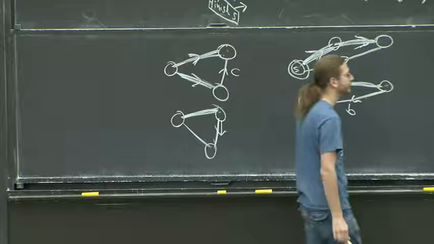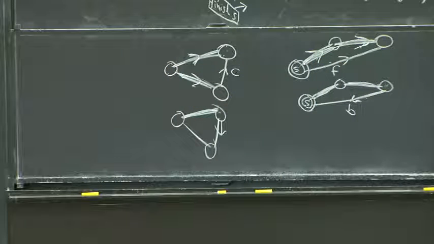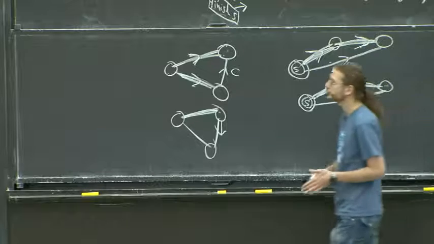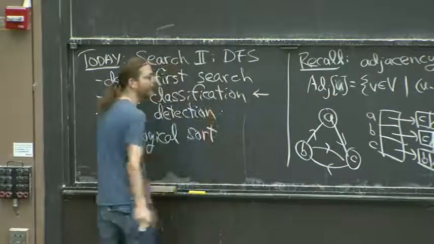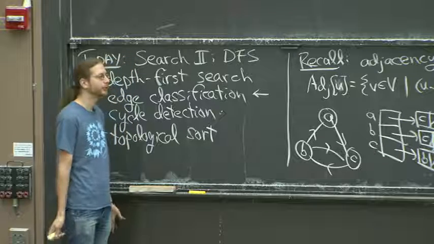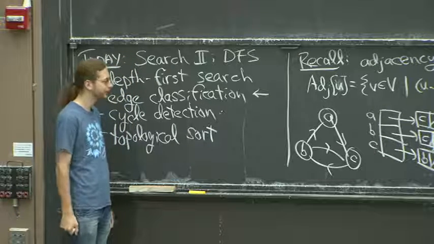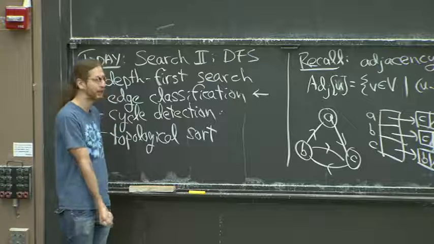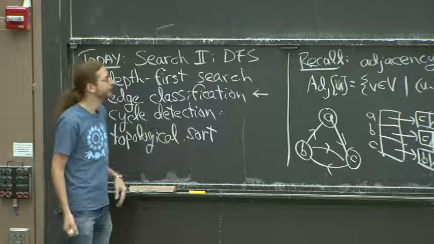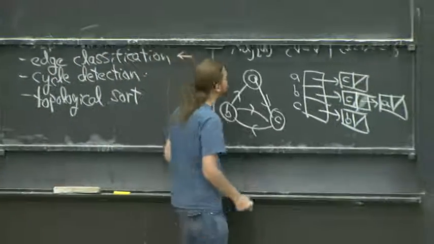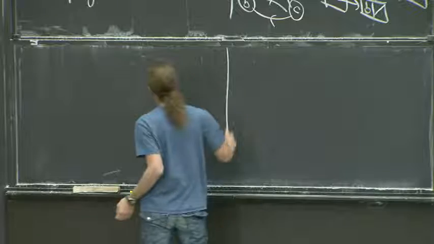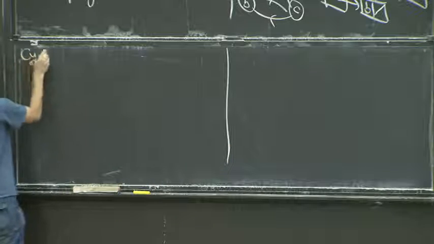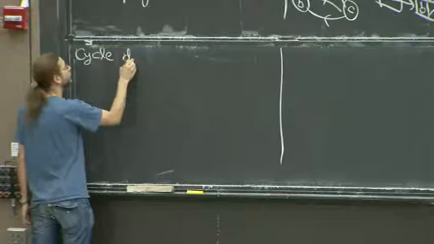So what? Why do I care about these edge classifications? I claim they're super handy for two problems. Cycle detection, which is a pretty intuitive problem. Does my graph have any cycles? In the directed case, this is particularly interesting. I want to know, does the graph have any directed cycles? And another problem called topological sort, which we will get to. So let's start with cycle detection. This is actually a warm-up for topological sort.